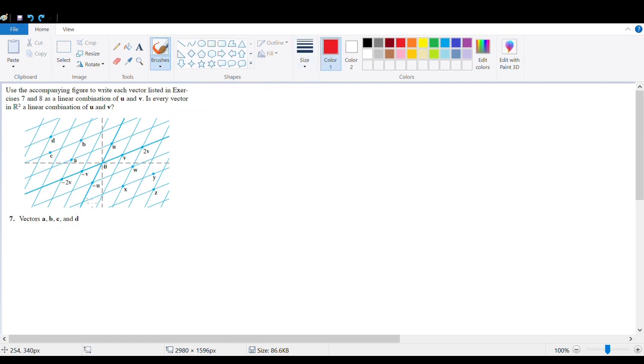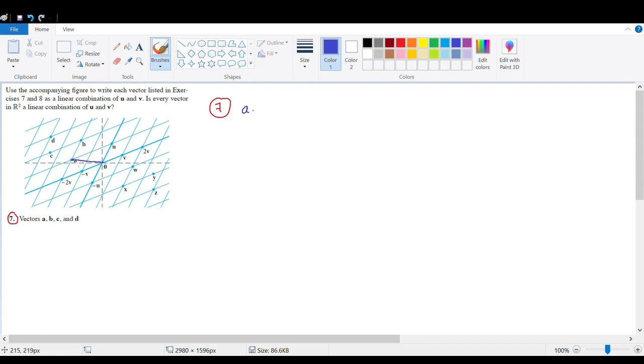In exercise number 7, we are asked to use this figure to write each vector listed in the exercise as a linear combination of u and v. Is every vector in R2 a linear combination of u and v? So let us see first the vector a. Here, if we write 7, then we have the vector a. The vector a is here, which is this one.